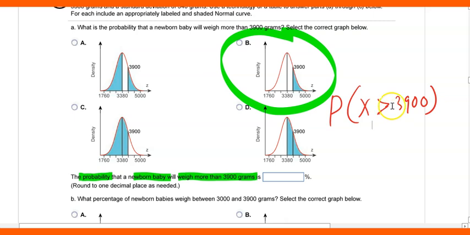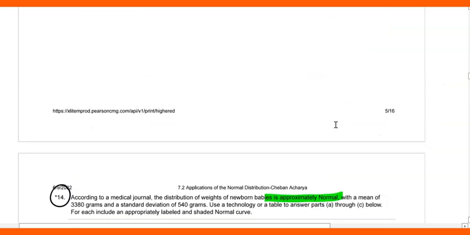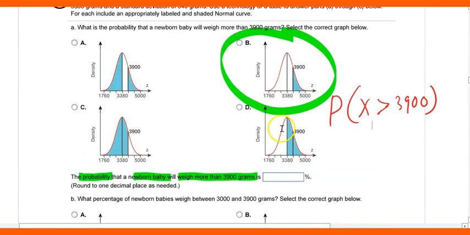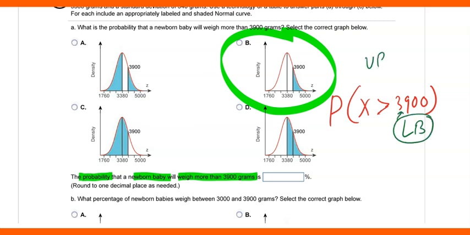What do you guys think? To find the probability you have to use normal CDF, right? Then you need the lower bound and upper bound. What's the bound for this one? Notice that this is the area on the greater side, on the right of 3900. How far right you don't know, and therefore this number must be the lower bound. Lower bound is 3900. What's the upper bound? We don't know, we put 10 to the power 99.